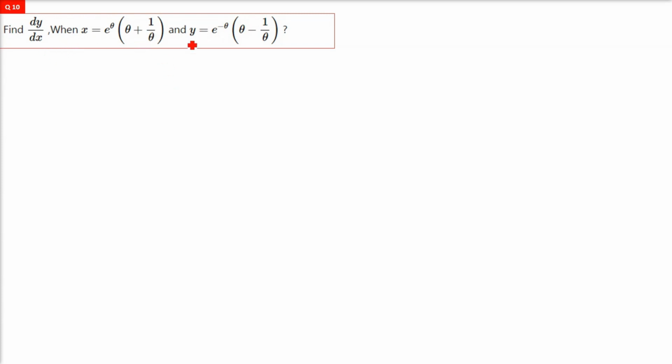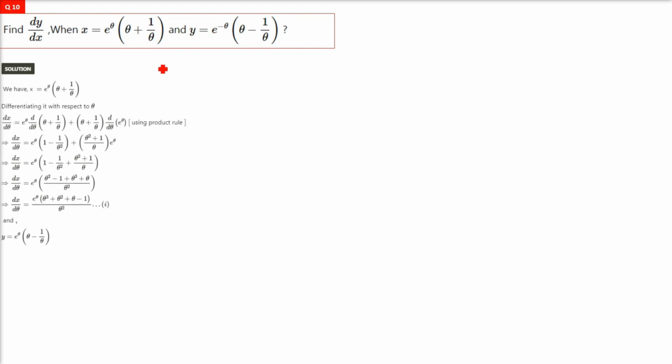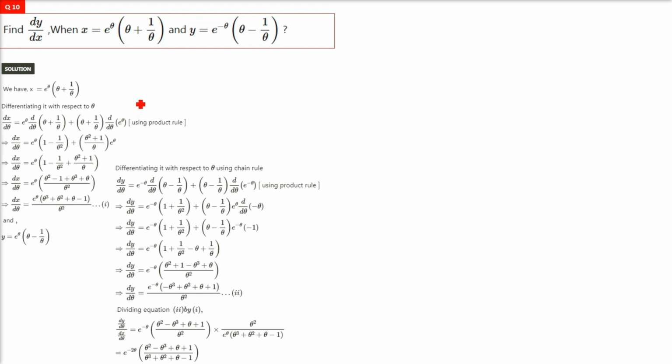Now dy by d theta, again we have in terms of theta, so dy by d theta and dx by d theta, like that. So let us do it. dx by d theta we are going to find out, and then dy by d theta, and then we'll divide them.